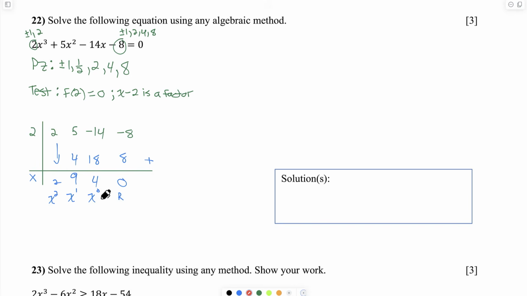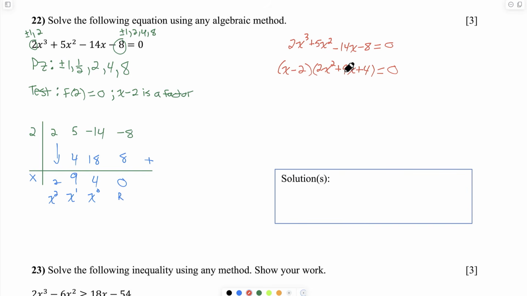And I notice I get a quotient of 2x squared plus 9x plus 4. So I'm going to rewrite the original equation here. And remember, my goal is to figure out what makes this be 0. That's why I'm factoring it. Getting it into factored form easily lets me see what makes this equal to 0. So I can already write it into a factored form. It won't be fully factored, but it'll be the divisor x minus 2 times the quotient 2x squared plus 9x plus 4. I know that product would be 0 if either of those factors would be 0.